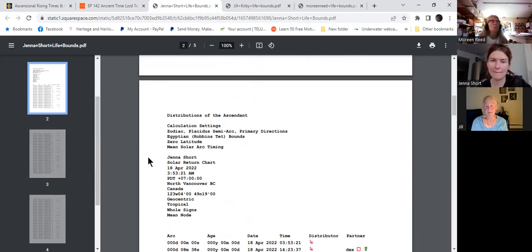Otherwise, I think what I want to do is put all three pieces together. I'm not going to focus much on the life one because that one's pretty big, but I'm going to do the solar revolution, the annual perfection, and the distribution through the bounds with the solar return. Those are the three pieces that you put together to do a yearly forecast for someone.